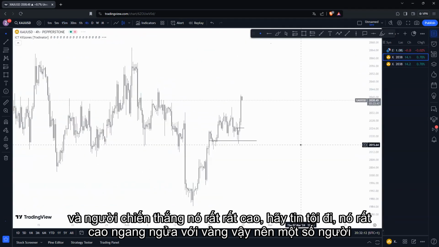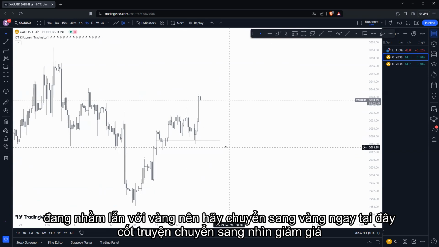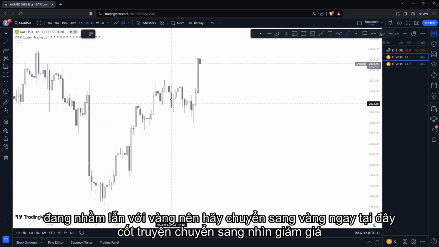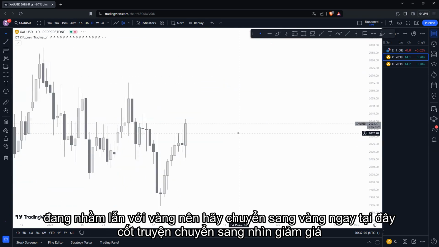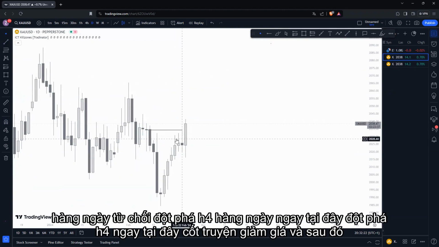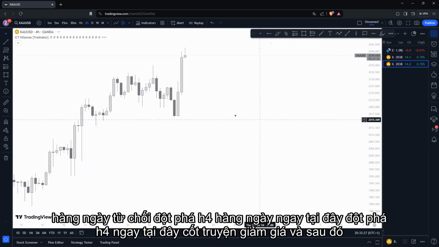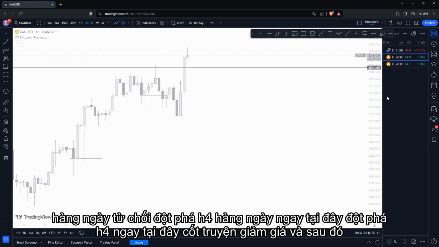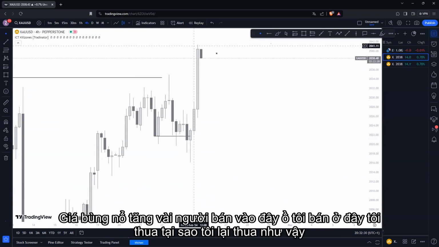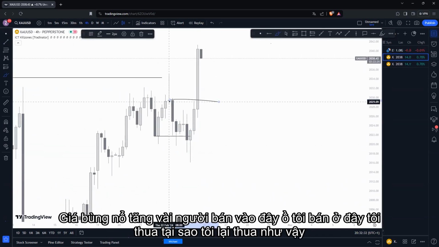So some people were confused with gold, so let's jump to gold right here. Storyline turned bearish. Look at this: daily reject daily, H4 breakout right here. Storyline bearish, and then price went up. Some people sold in here and said, oh, I sold here, I lost. Why did I lose? Did the storyline fail?